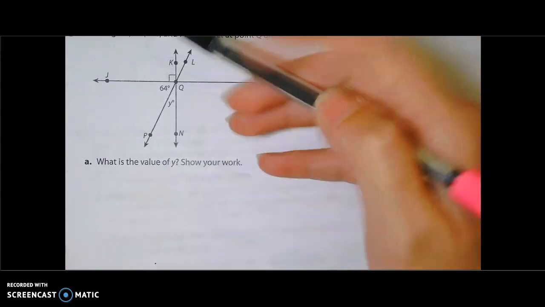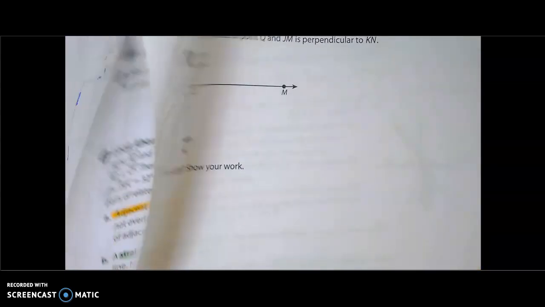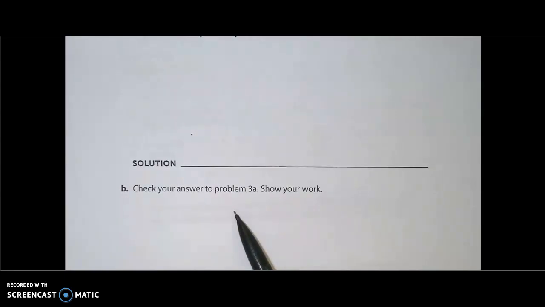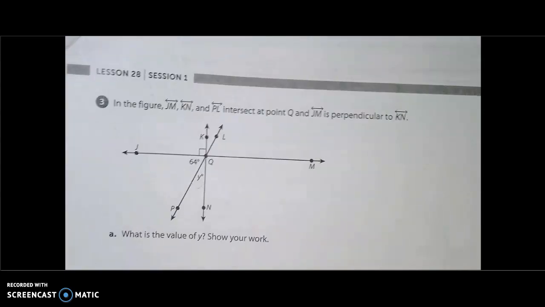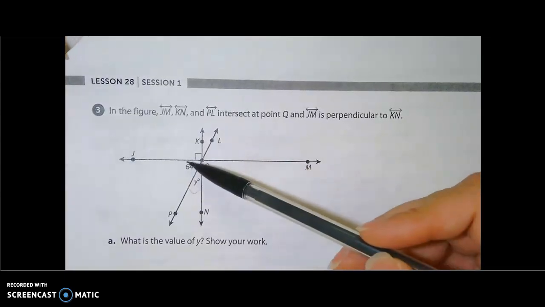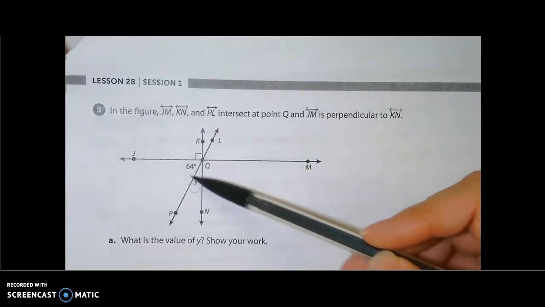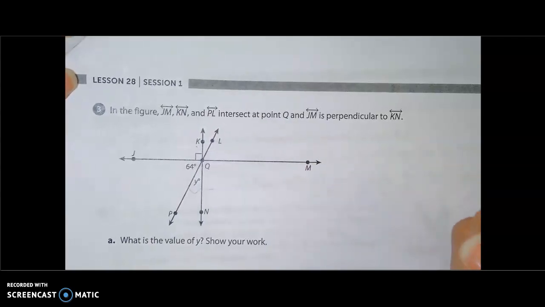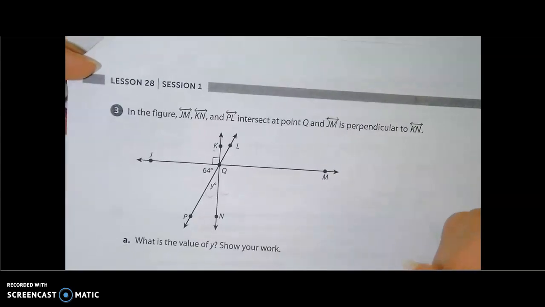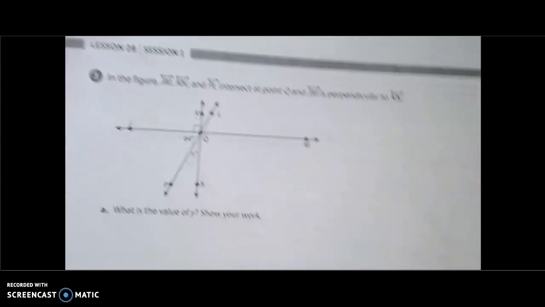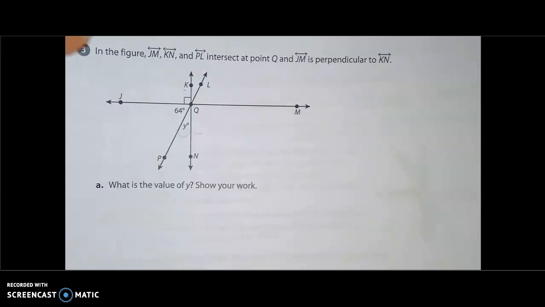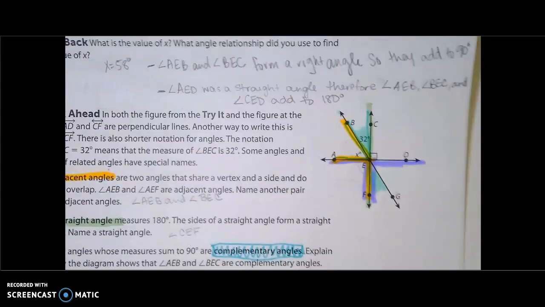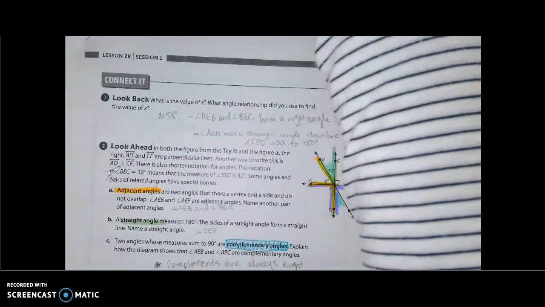All right, this is asking what's the value of y, and show your work, and then it says check your answer to problem 3. So that's up to you. I know that this is 90, but a way I could check it is if this plus that is also 180. So if you're needing help with B and how to check your work, there's something you can do there. I hope this is helpful. The most important piece was all of this vocabulary we went through.